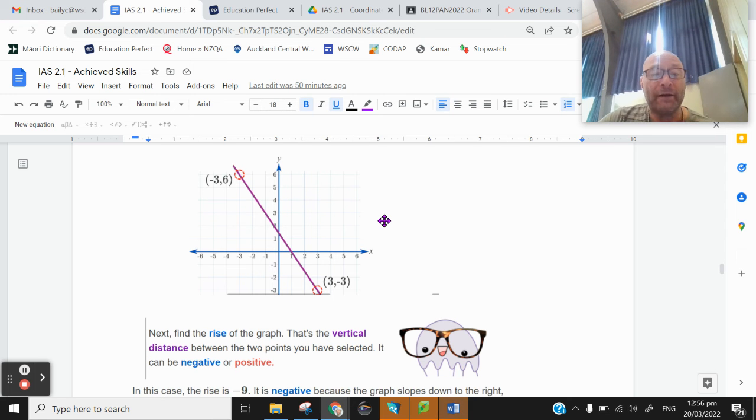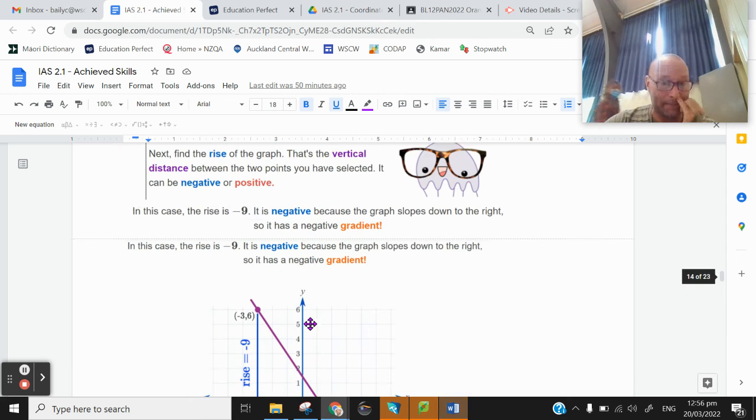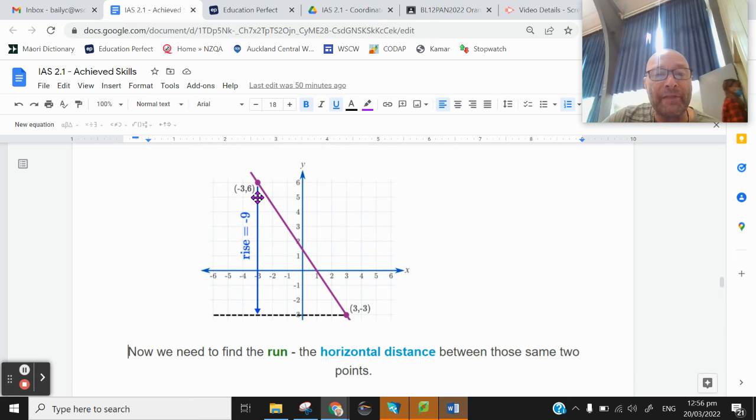Once you've done that, you want to find the rise, which is the vertical distance between the 2 points, and it can be positive or negative. Let's look at this one. In this case, from this point to this point, we see that the rise actually goes down. It goes down by 9. Now you want to find the run. The run is always positive. The run will always be positive, okay?